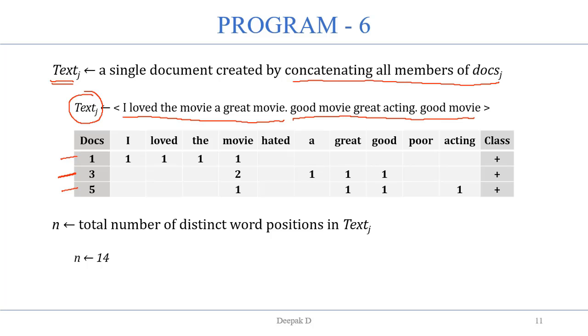from your documents which belong to the same class. So here n is the total number of words in text J. The total number of words available in text J is 14. You can count here 1, 2, 3, 4, and if you count all these words, the total number of words which appear in your documents that belong to the same class, the value of n is 14. This is how you identify the value of n and also the words in your text J.